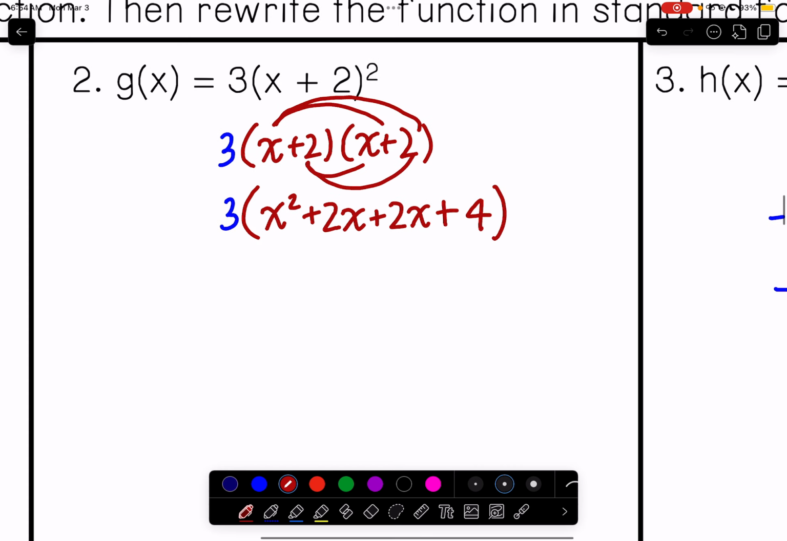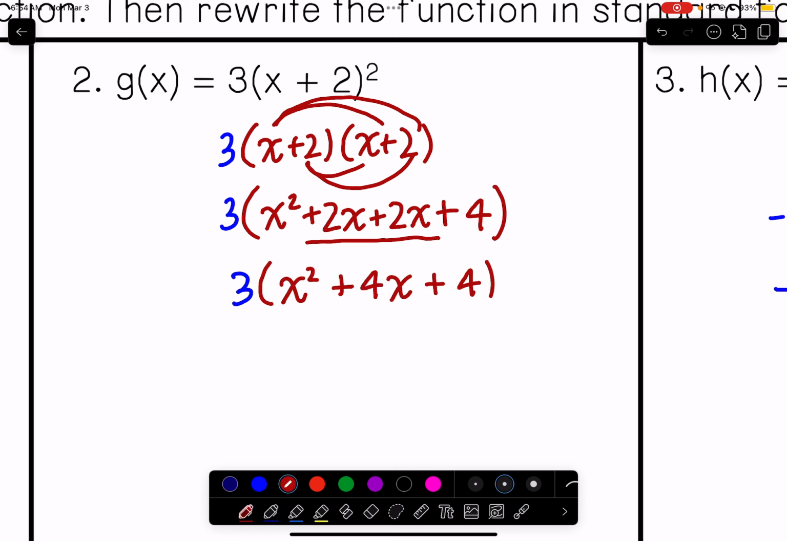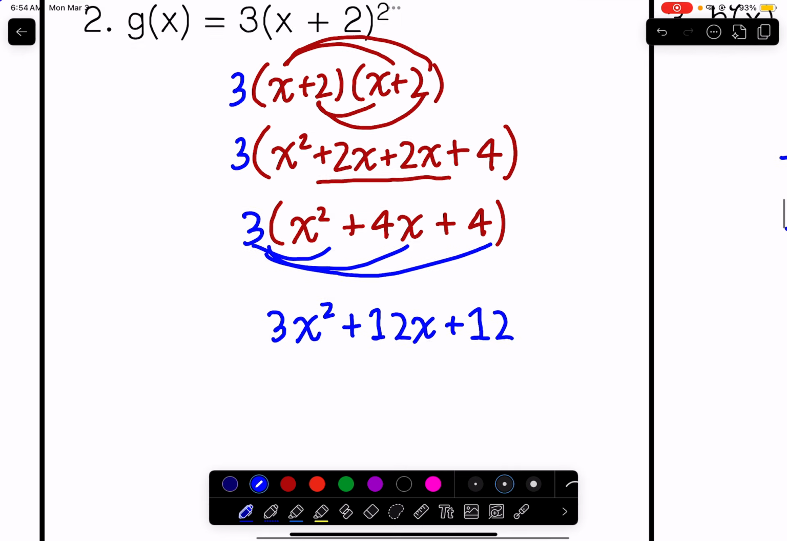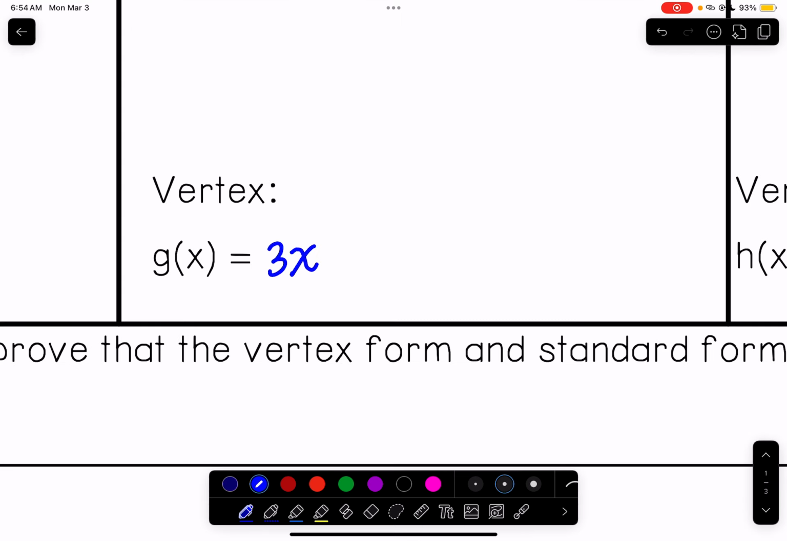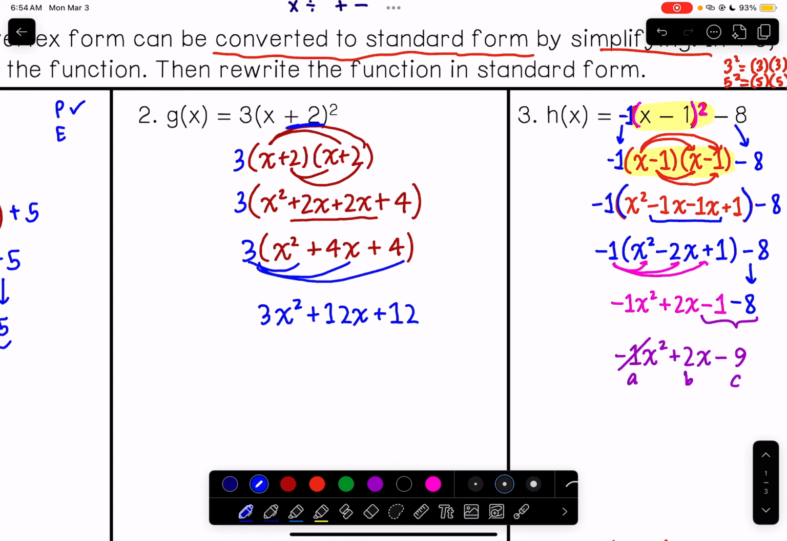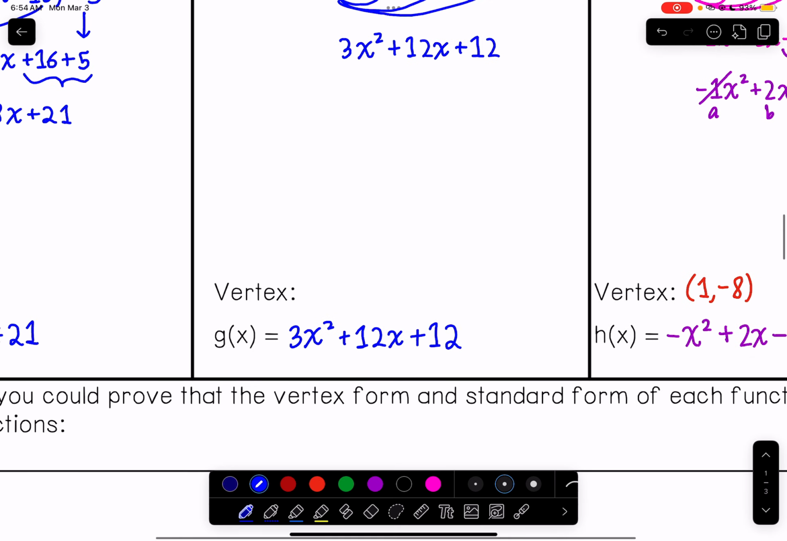Okay, let's combine like terms. So I have 3 times x squared plus 4x altogether plus 4. And then now I can distribute, and I've got 3x squared plus 12x plus 12. Okay, I forgot to put my vertex again. It's going to be negative 2, comma 0.